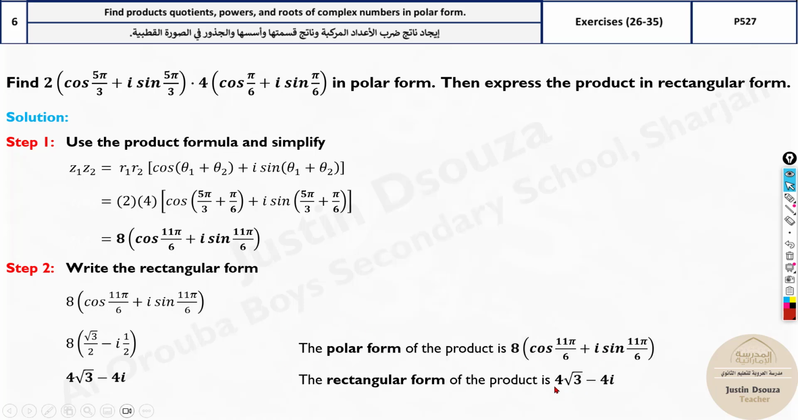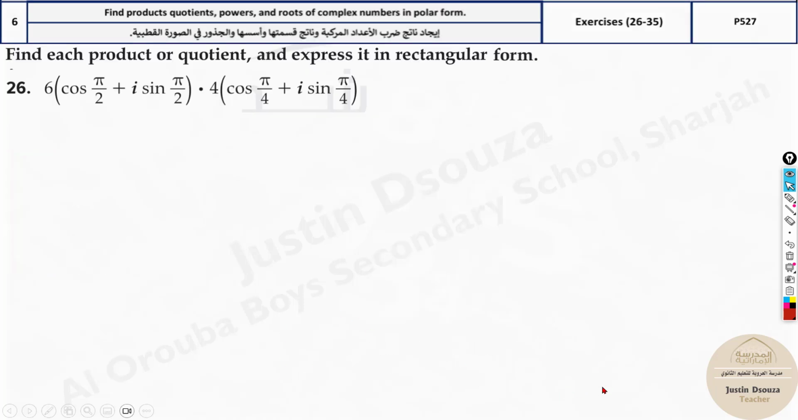See, the polar form is given over here. The rectangular form is given over here. Same thing over here, we need to do it in polar and rectangular form. It's important to write the formula and then solve it. Even if you know it in your mind, that's enough, because you can directly do it in the calculator. Radius 1 times radius 2 multiplied with cos of theta 1 plus theta 2. And over here, remember it's plus i sine of theta 1 plus theta 2. You should add them as well.